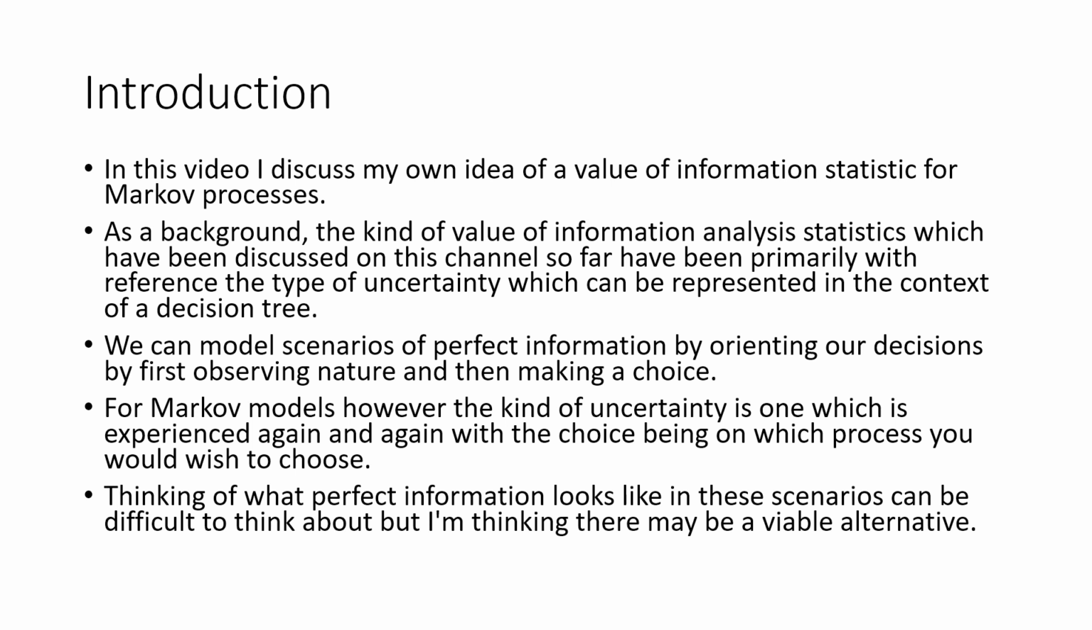As a background, the kind of value of information analysis statistics which have been discussed on this channel thus far in our series on value of information analysis have been primarily with reference to the type of uncertainty which can be represented in the context of a decision tree. We can model scenarios of perfect information by orienting our decisions by first observing nature and then making a choice. For Markov models, however, the kind of uncertainty is one which is experienced over and over again, with the choice being on which process you would wish to choose. Thinking about what perfect information looks like in each of these scenarios can be difficult, but I'm thinking that there might be a viable alternative here.